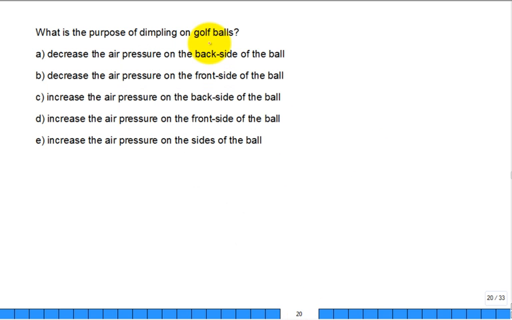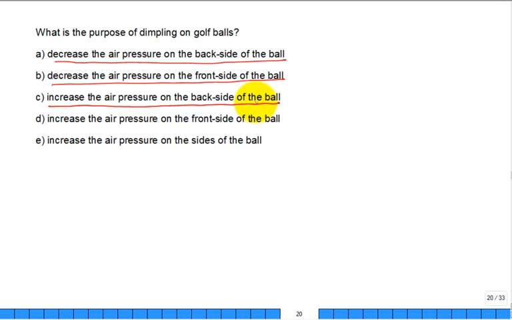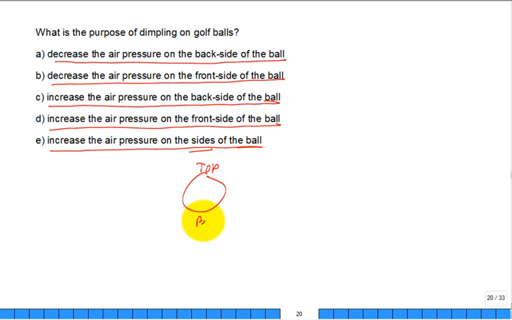So what is the purpose of dimpling on the golf balls? Decrease the air pressure on the back side of the ball, decrease the air pressure on the front side of the ball, increase the air pressure on the back side of the ball, increase the air pressure on the front side of the ball, or increase the air pressure on the sides of the ball. Sides meaning this is the top and the bottom side. This was the front and the back. I'm going to pause. I'm going to see which of these you think is best.